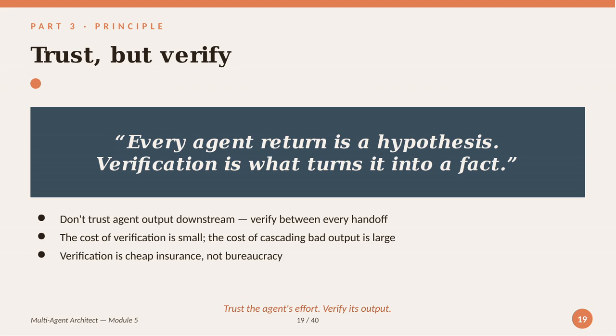Three rules embedded in the principle. One. Don't trust agent output downstream until something has checked it. Trust the agent's effort. Verify its output. The two aren't the same. Two. The cost of verification is small. A schema check, a test run, a sanity scan, these are cheap. The cost of cascading bad output through three more agents and surfacing the failure to a user is large. The math always favors verification. Three. Verification is cheap insurance, not bureaucracy. It's not friction added for its own sake. It's the only thing reality has against compounding error in a probabilistic system.